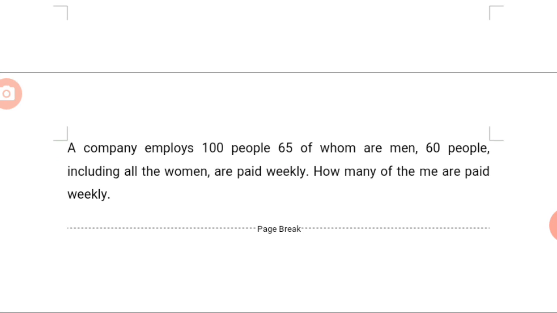Look at the assignment. A company employs 100 people, 65 of whom are men. 60 people, including all the women, are paid weekly. How many of them are paid weekly? Is that clear? So that is the assignment I'm going to give you. Try as much as possible to solve the assignment.